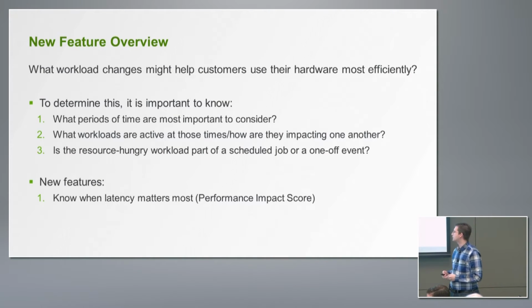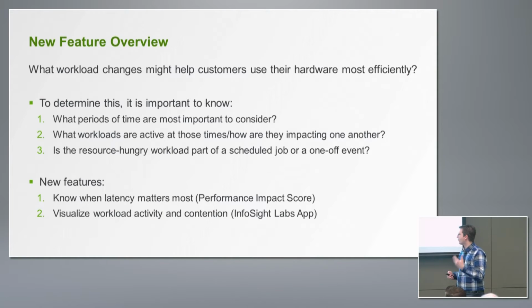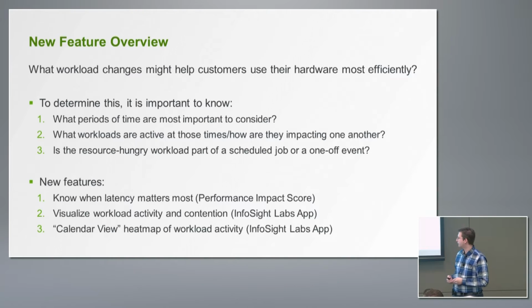Our first feature is about knowing when latency matters, which is a performance impact score we developed to help people understand when they're most sensitive to performance issues. We have tools designed to help visualize workload activity and contention. And that's in our InfoSight Labs area, which is an area where we're incubating new features for our support and sales teams to work with our customers, to enable them to have more visibility into their environment.